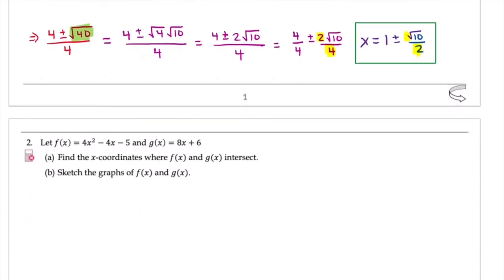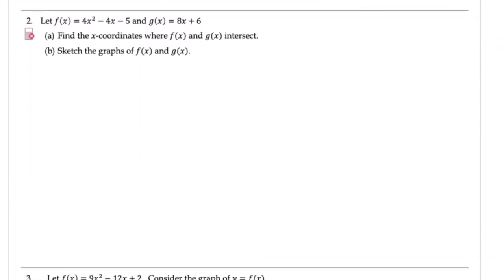Let's look at number 2. For number 2, it says, let f of x equal 4x squared minus 4x minus 5 and g of x equal 8x plus 6.